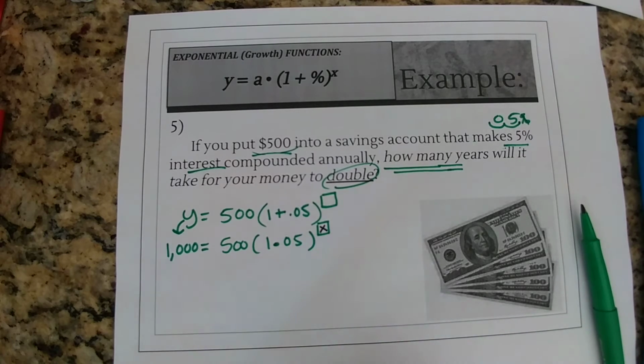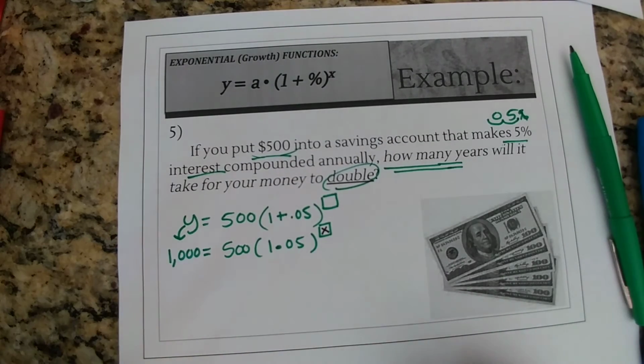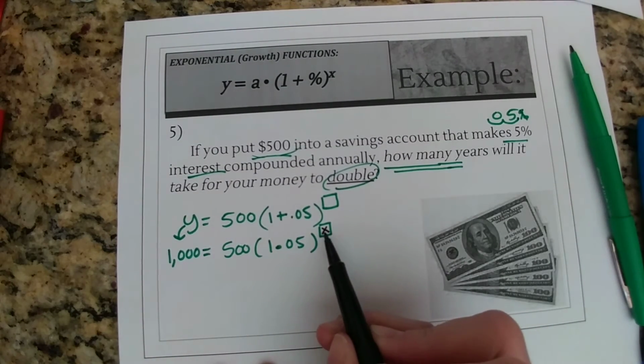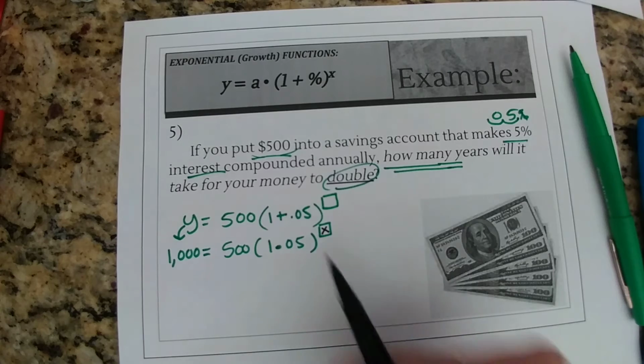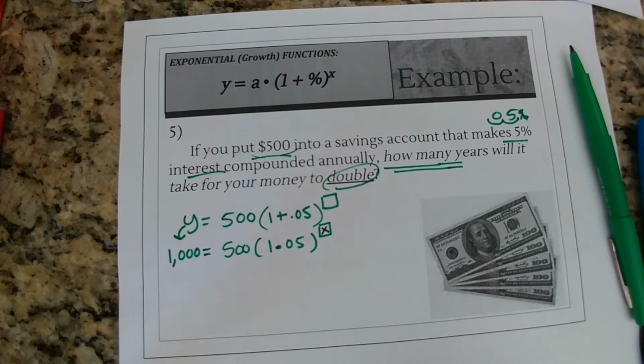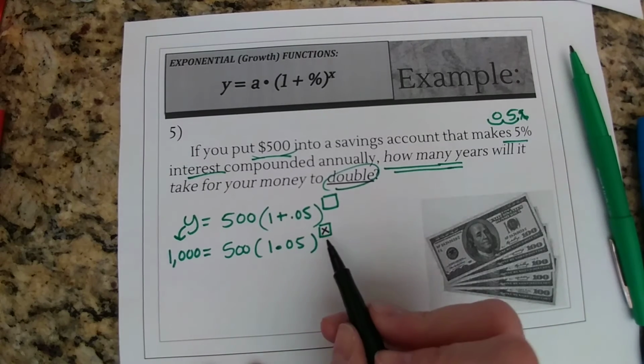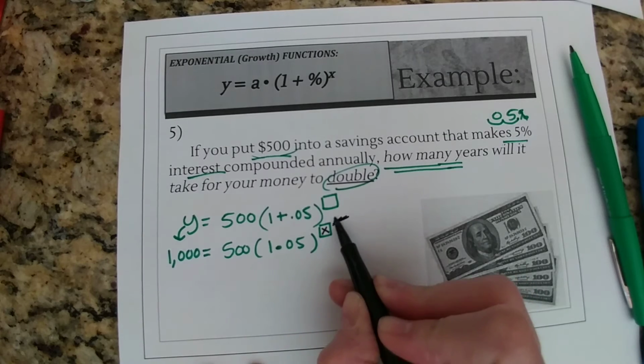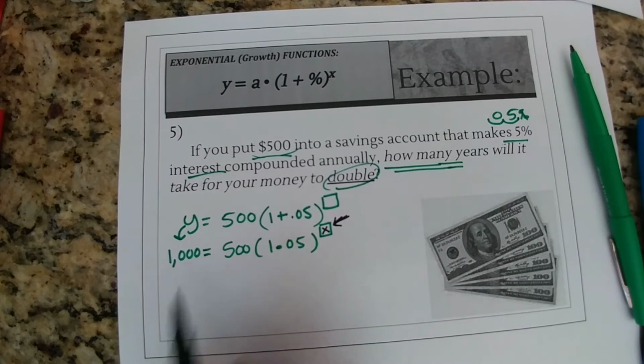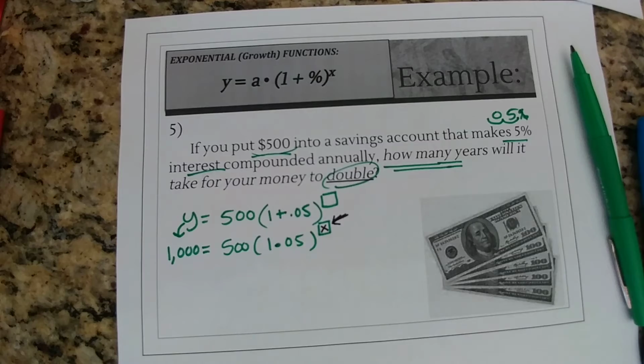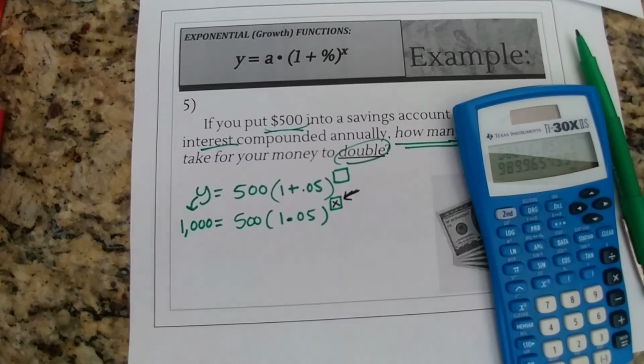Well, this is kind of like guess and check. How much time? Try putting in 2 years, 3 years, 4 years with your calculator and see what amount of time you would need to put this money in the bank in order to get $1,000 and double your money. Of course, you're going to have to play around on the calculator.